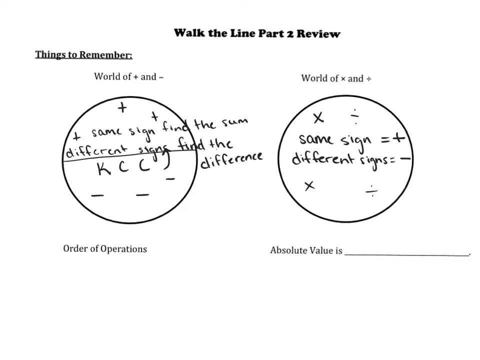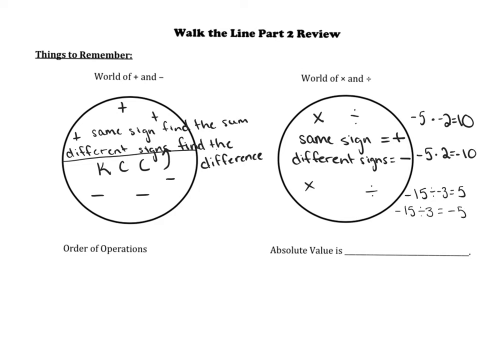Okay, so let's do an example. If I had -5 times -2, that'd be a positive 10. But if I had different signs, a -5 times a positive 2, my answer would be a negative 10. Same thing for division. If I had -15 divided by -3, I end up with a positive 5. But if I had a -15 divided by a positive 3, I'd end up with -5.